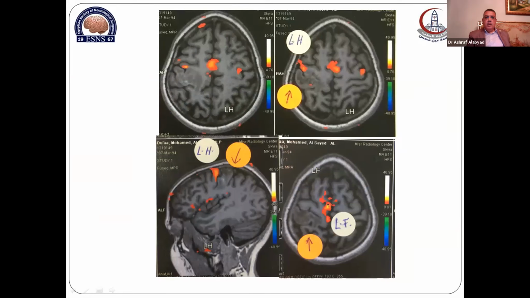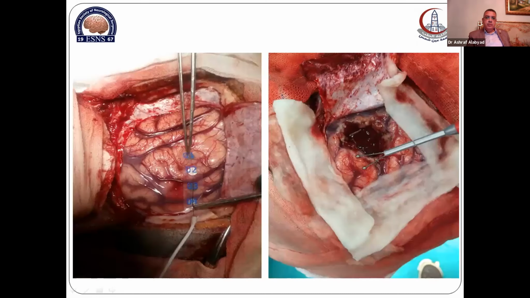This is the last case showing a lesion here in the perirolandic area. The left hand area just anterior to the tumor, and the left foot area is just medial to the tumor. We used the somatosensory evoked potential with phase reversal technique to identify the central sulcus. And actually, this is the resection area, and this is the hand knob area.